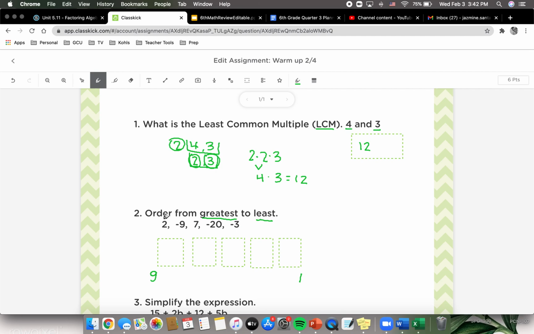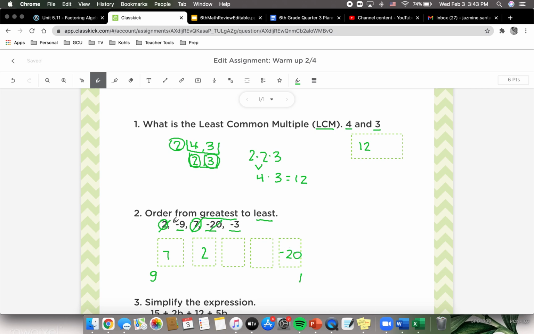So we look at our numbers, we do have some positive numbers that aren't negative, which are 2 and 7. We know 7 is more than 2, so 7 is going to be our greatest number. And then 2 will be our next greatest number, so we're going to cross those numbers out. Now we have -9, -20, and -3. Remember, the higher the negative number is, the lesser it is in value. So we know -20 is our highest negative number, so it is going to be our least valued number because it is a -20.